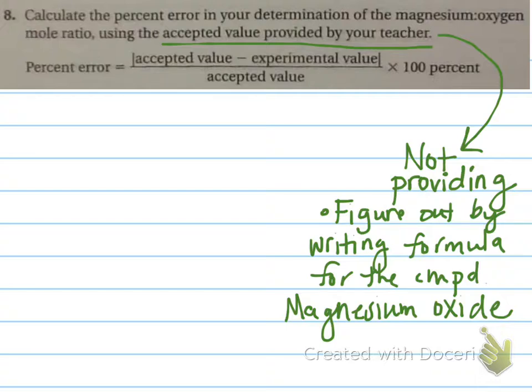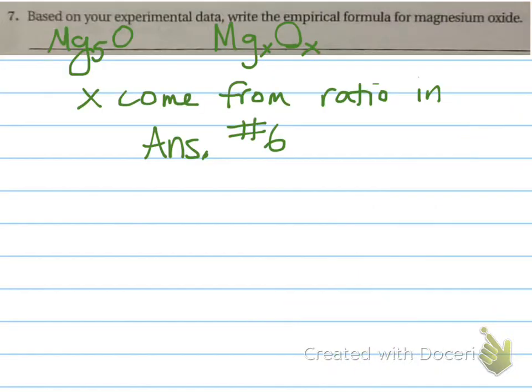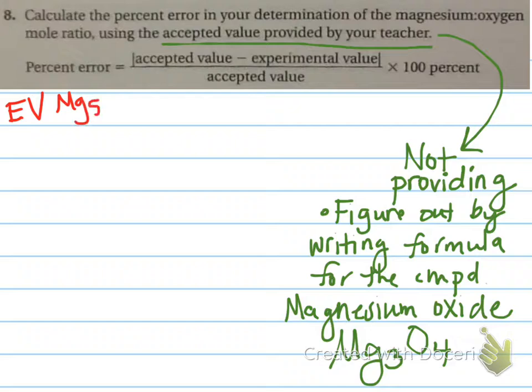Now, let's say you got Mg3O4 as your accepted value. How do you use this percent error equation? Okay, so this is an example. This is not what yours is going to be. I'm just using the numbers, right? So my experimental value was Mg5O. I said the accepted value was Mg3O4. Okay, so how would I do this?